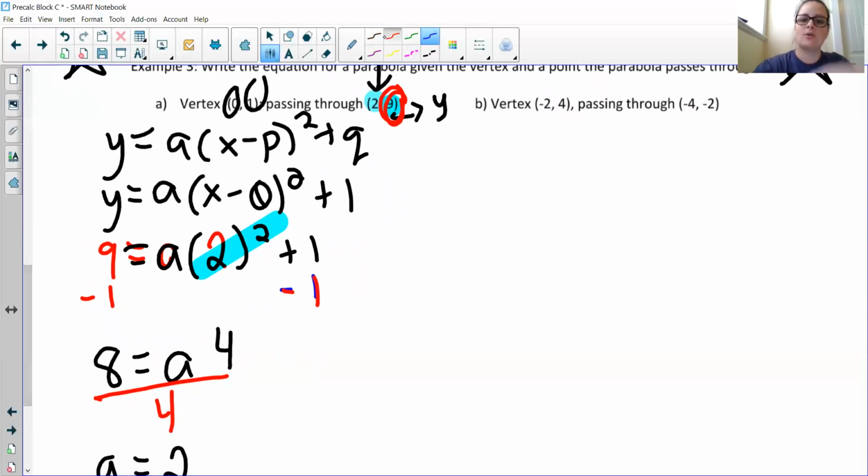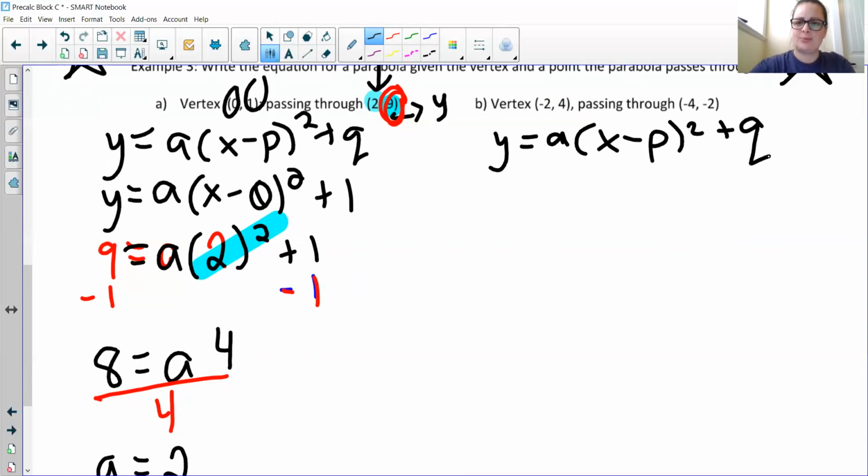All right, so I want you to pause the video here and try the next one. Okay, so we have y equals a(x minus p) squared plus q. Again, we're going to use the vertex to put in our p and q values. So it's going to be y equals a(x minus negative 2), which becomes x plus 2, squared, and plus q, it'll be plus 4, like that.